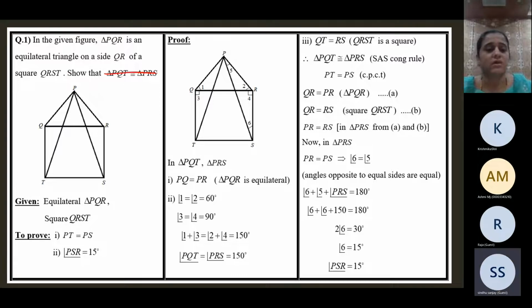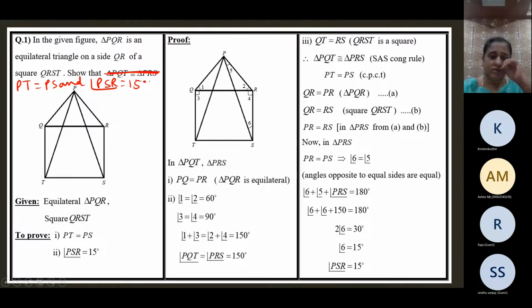Yes, sir. Yes, ma'am. Please write this. Show that PT is equal to PS, and please correct the question, and angle PSR is equal to 15 degrees.